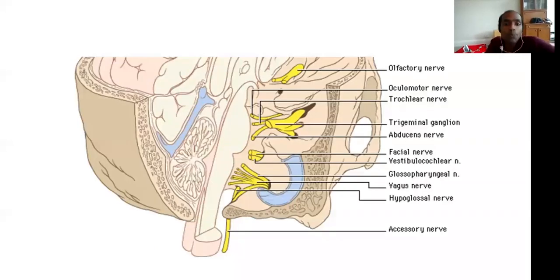extending right up to the exit point from the skull base. The nerves go out of the skull base through various foramina. You can see these various foramina.